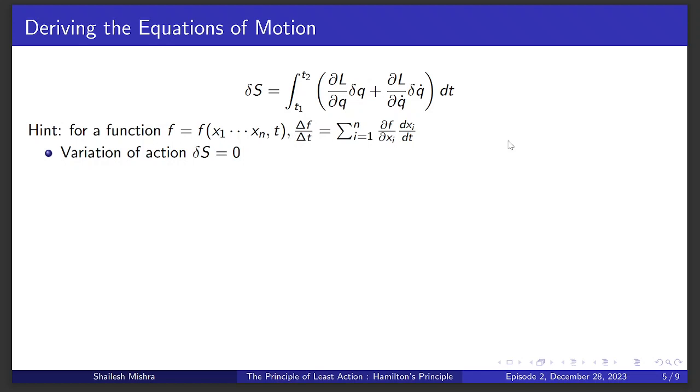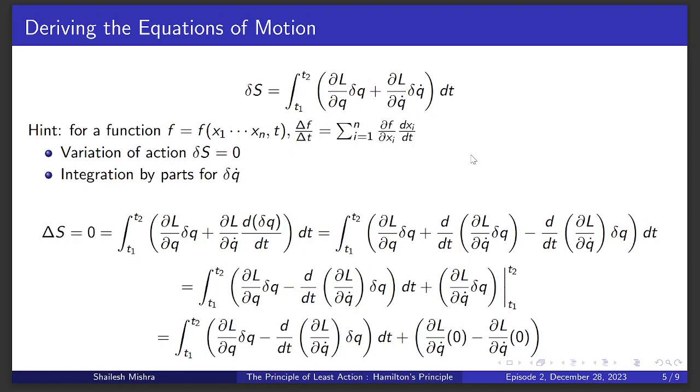Now, to find the specific path that makes delta S equal to zero, a condition necessary for the action to be at an extremum, we apply integration by parts on the term involving delta q dot. The reason we seek delta S equals zero is rooted in calculus, similar to finding maxima or minima of a function. In essence, for a function to be at a maximum or minimum, its first derivative must be zero.